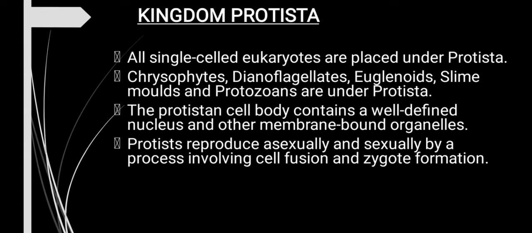Chrysophytes, dinoflagellates, euglenoids, slime molds and protozoans are all the different classifications which come under kingdom Protista. As I told earlier, they have a well-defined nucleus and other membrane-bound organelles. Hence, they are called eukaryotes. The Protista usually reproduce asexually and sexually by a process involving cell fusion and zygote formation. So, both asexual and sexual reproduction are present in kingdom Protista.